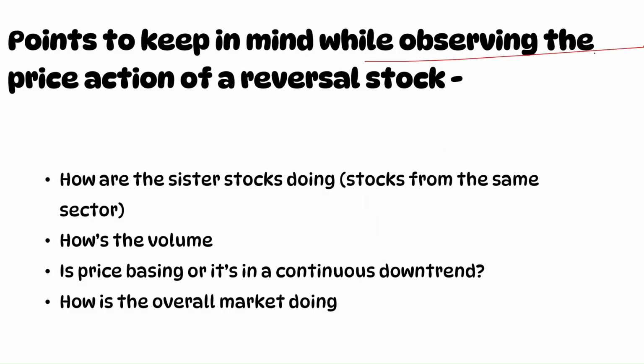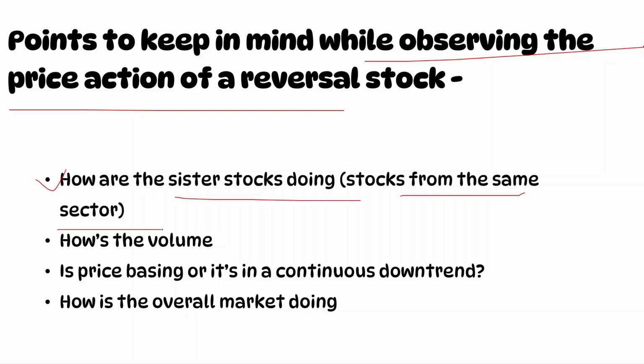So, points to keep in mind while observing the price action of a reversal stock. When you're observing the price action of a stock that is attempting a reversal and you want to buy it, the first thing that you should keep in mind is how the sister stocks are doing. Sister stocks are just stocks from the same sector, right? So let's say there's TCS you are looking at, then you should look at how Infosys is doing, how Wipro is doing, how HCL is doing, right? You should be able to understand how the overall sector is doing, because again, if this whole sector is in a down move, then there's a very low chance that that particular stock might reverse, but it will reverse along with the overall sector.